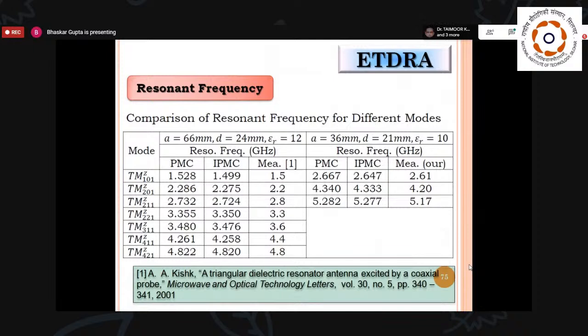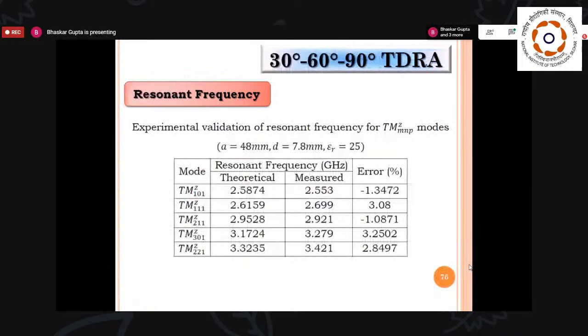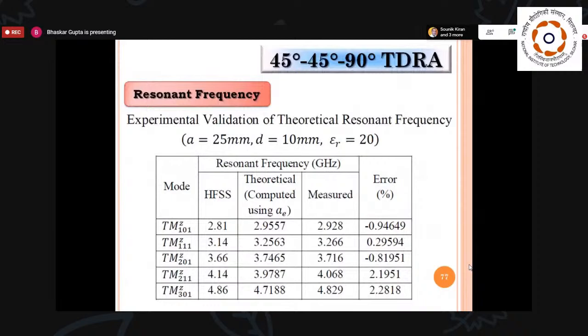Definitely now the theory is tallying nicely with the measured data, with the experimentation by us. Not only by Kishk, we are getting the error for different modes well within acceptable limits, for all different modes.